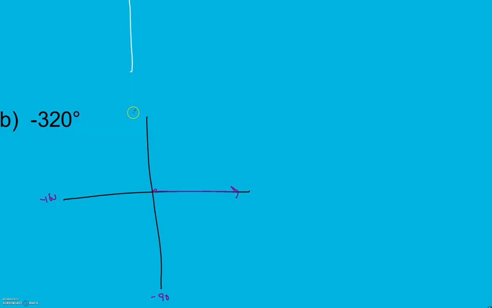Negative 320. Initial side. I go 90, 180, 270. Okay, each one of these is a right angle, so they're each 90. Now I have an additional 50, which means I need to go just past half. Okay, half is like here. I went just past. And then make sure we draw on our arrow to show which direction we went. Because it's negative, we went clockwise. And label it as negative 320 degrees.